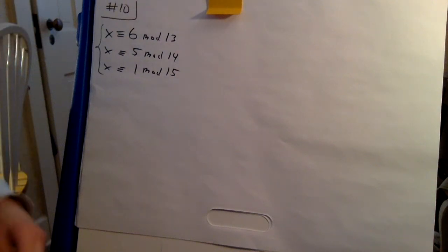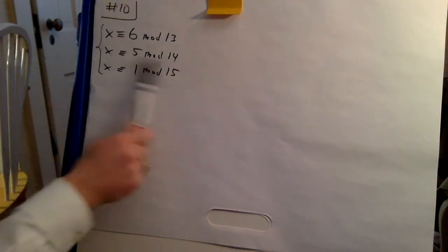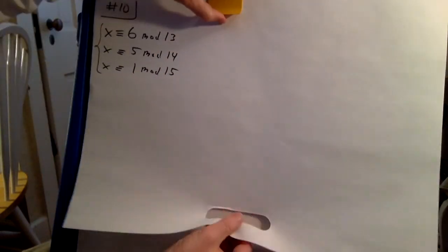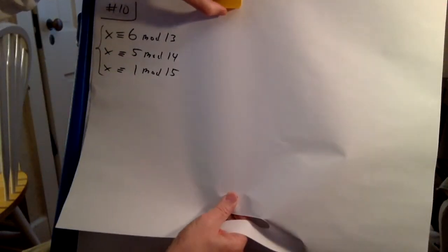Chinese remainder theorem. Here's a system: x congruent to this, this, and this. But before we solve this, we really want to solve the system for x1, x2, and x3. So here is the system for x1.